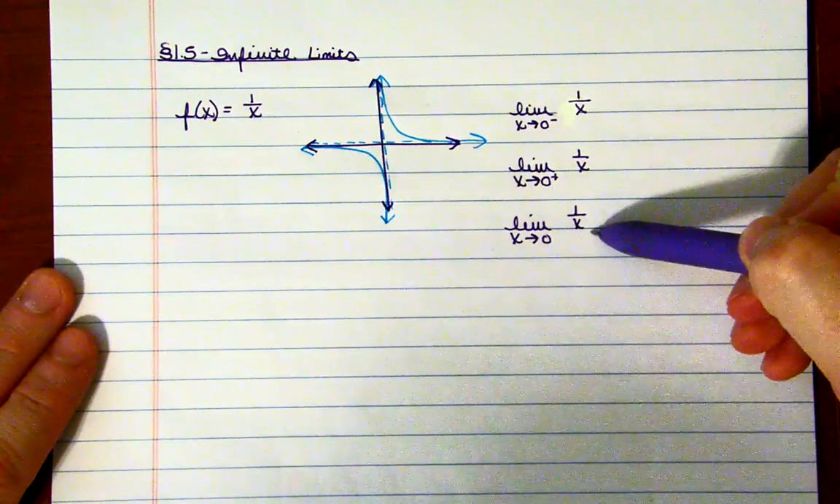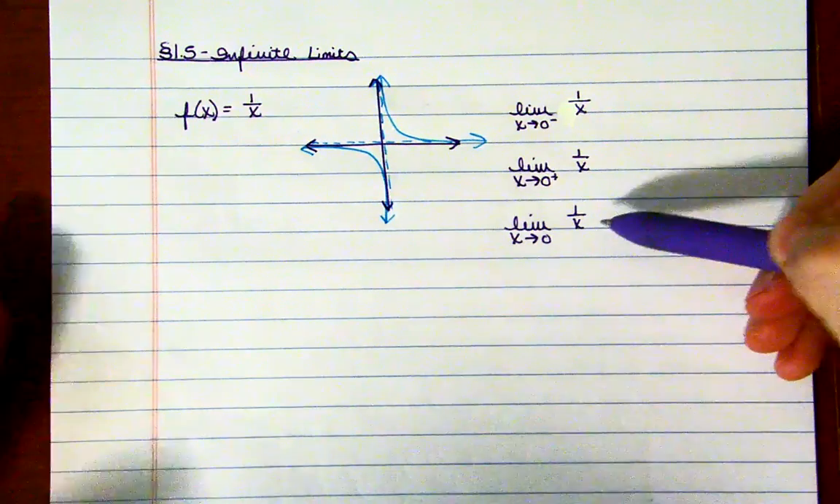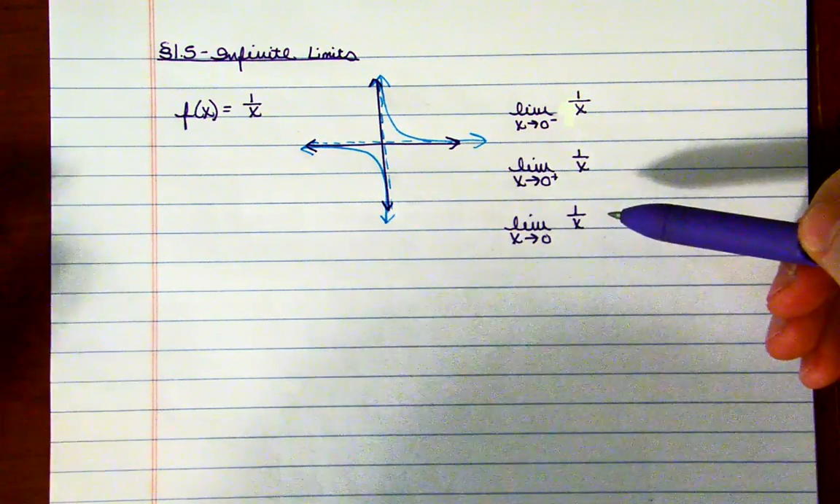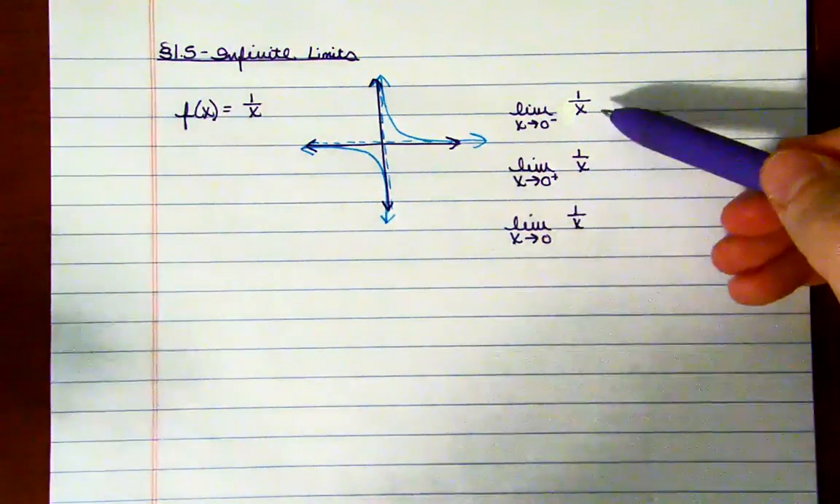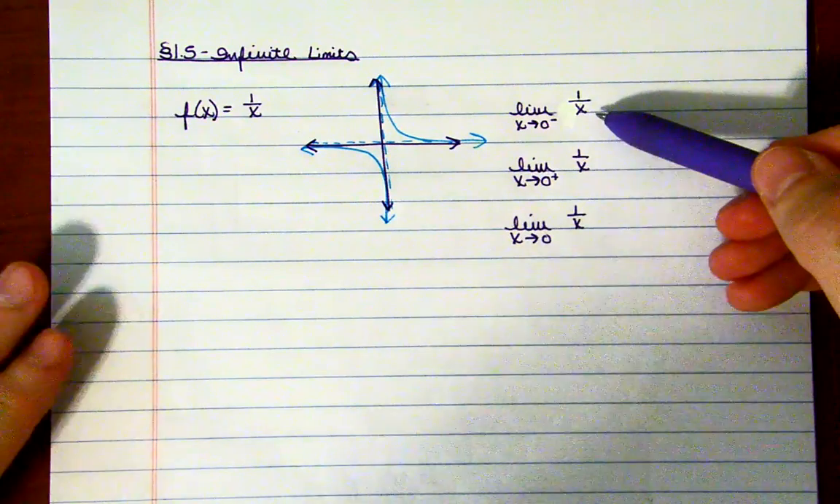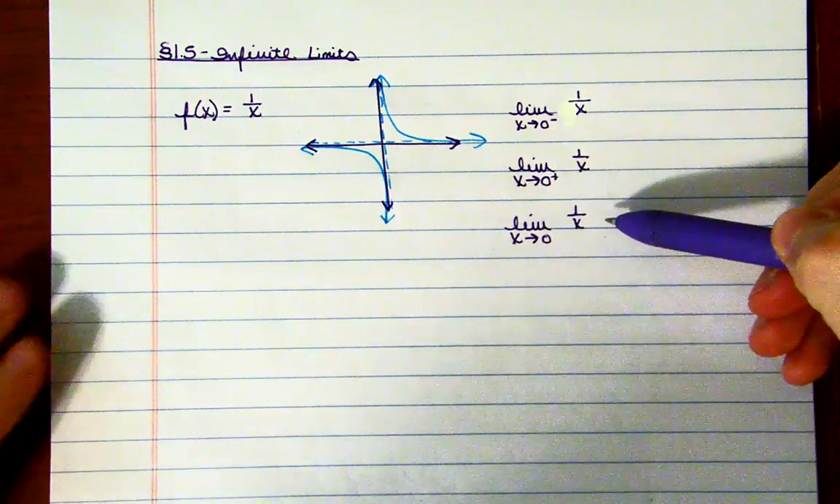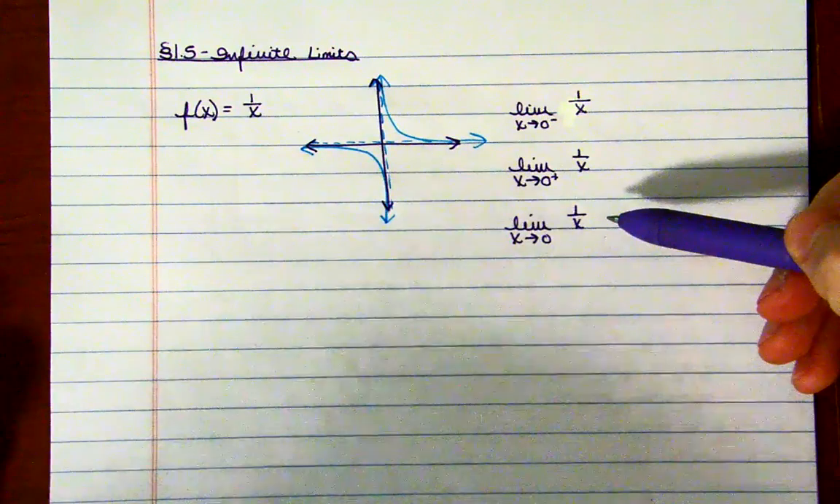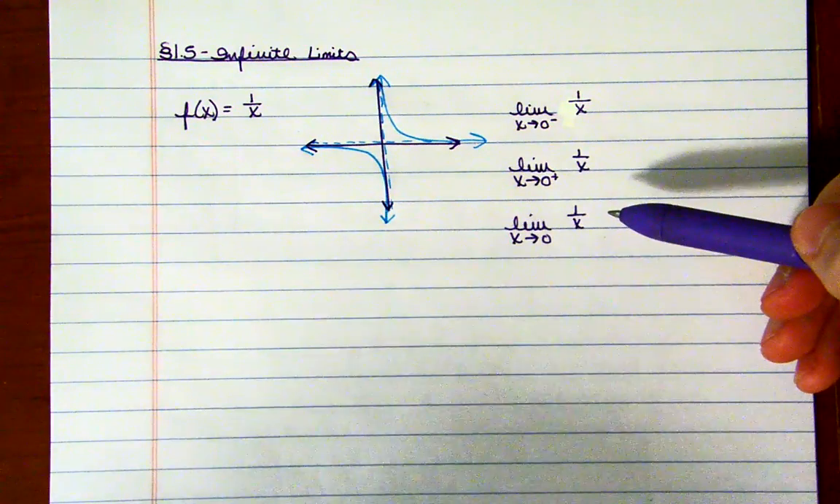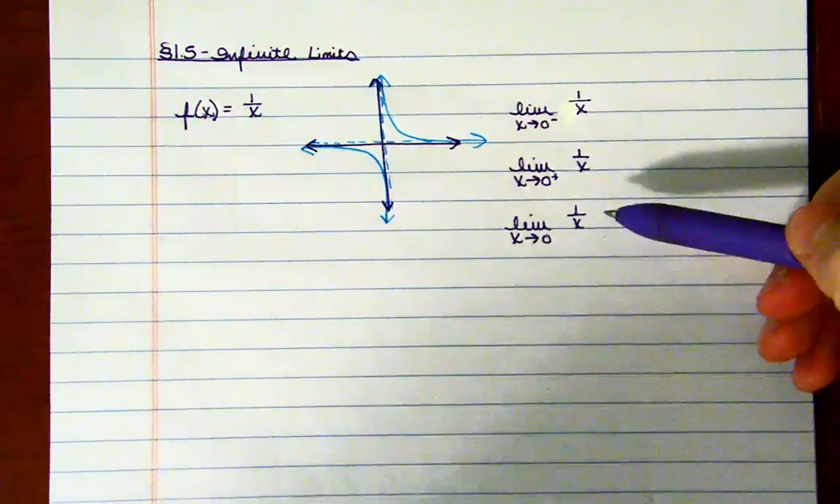None of these limits exist. This is how we started the unit. If we're not approaching a number, if the y values are not approaching a number, we say those limits do not exist. However, what we're going to look at now is a better way of describing how they don't exist.